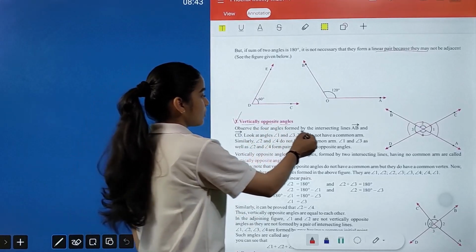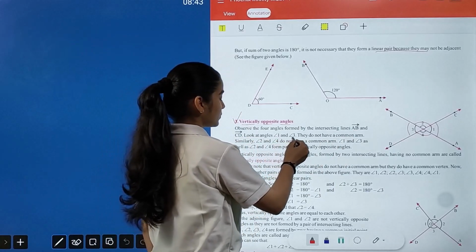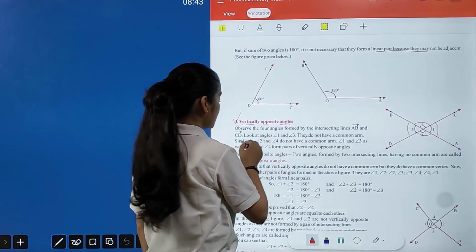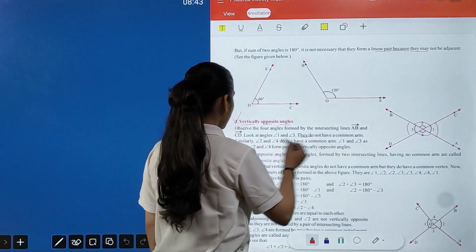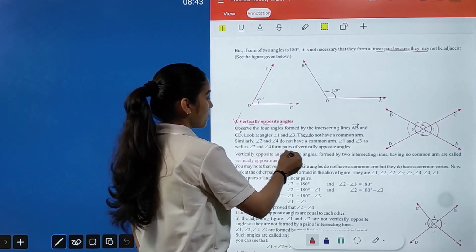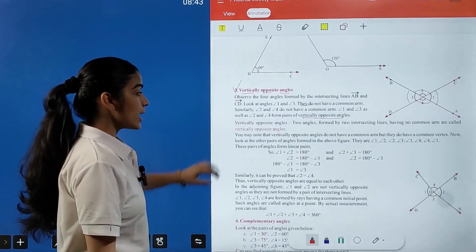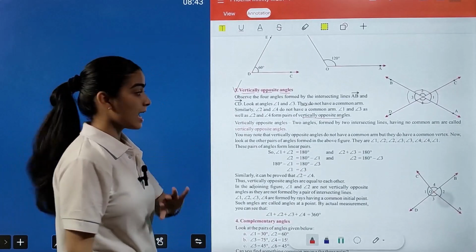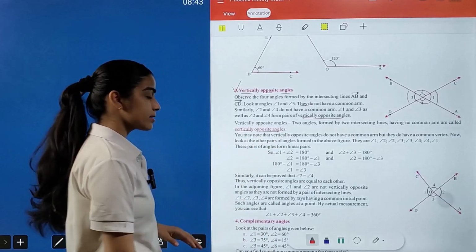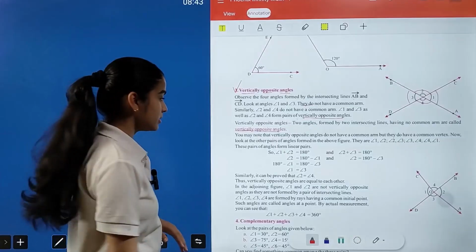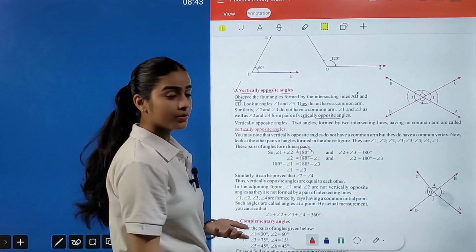Observe the four angles formed by the intersecting lines AB and CD. Look at angle 1 and angle 3. They do not have a common arm. Similarly, angle 2 and 4 do not have a common arm. Angles 1 and 3, as well as angles 2 and 4, form pairs of vertical opposite angles. Two angles formed by two intersecting lines having no common arm are called vertical opposite angles.